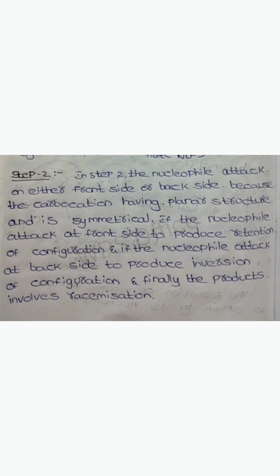product involves racemization. In the given diagram at the top, we can see what happens if the nucleophile attacks on the front side, and also what is produced when the nucleophile attacks on the back side. It is clearly present in the diagram, as you can see as follows.